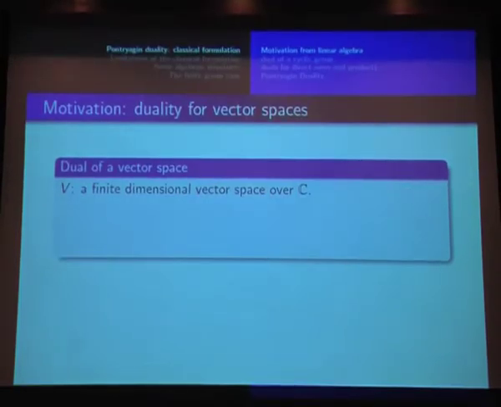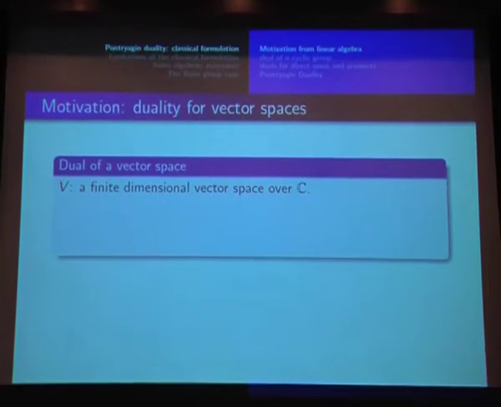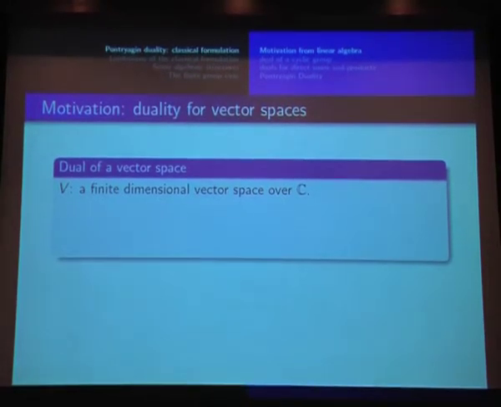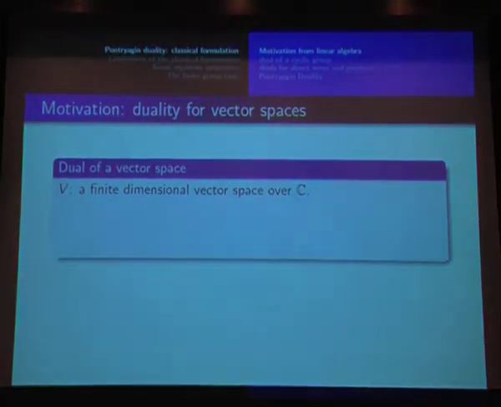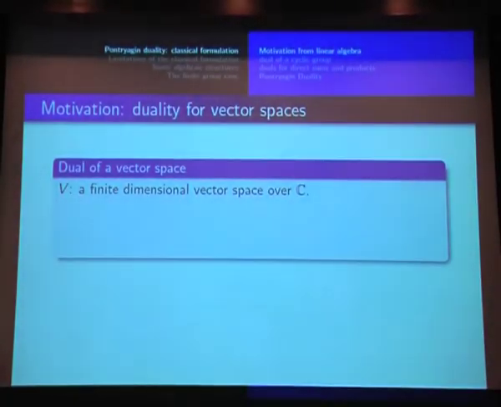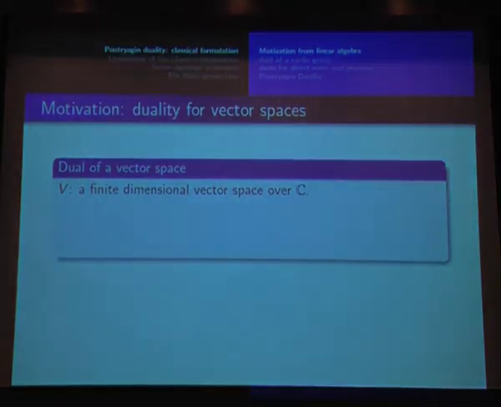So we first want to motivate this. The classical formulation of Pontryagin duality is a statement about finite abelian groups. So you restrict to finite abelian groups. So let us first focus on linear algebra. We have a finite dimensional vector space over complex numbers. So throughout I may drop the complex numbers, but all the vector spaces are over complex numbers.